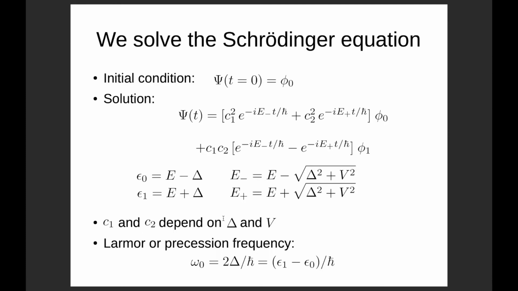C1 and C2 also depend on quantities, which is the difference between the two levels and the interaction, but they don't give us information on the actual dynamics. Let's only focus on the dynamics. The first thing that comes to mind is the Larmor or precession frequency, this omega naught, that is just the difference between the two levels. And it's going to tell us when we are on resonance for a given system.